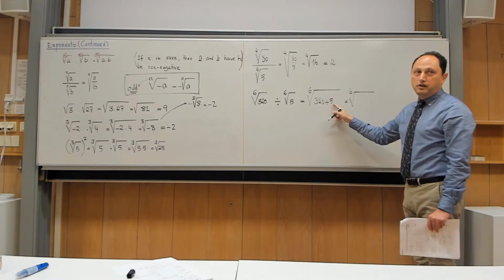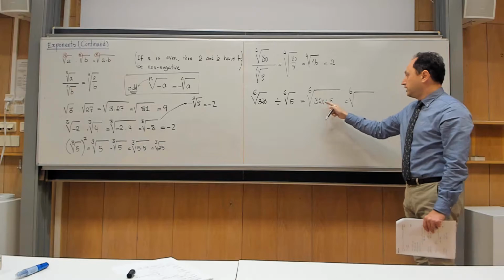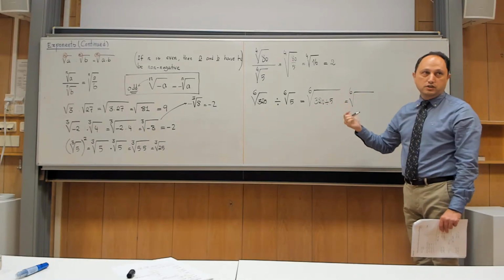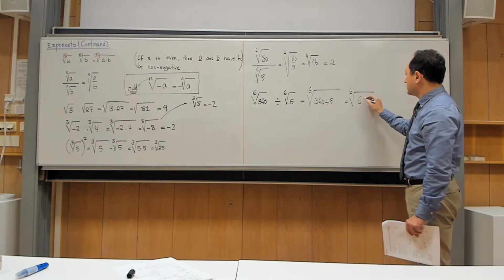300 divided by 5 is 60. 20 divided by 5 is 4. I had 60, now I have 4 more, so it is 64. Yes? So the answer is 64.